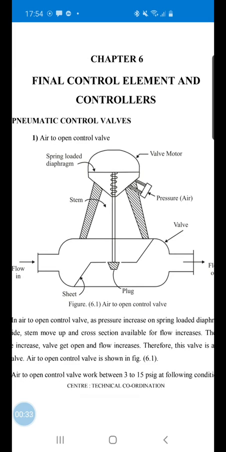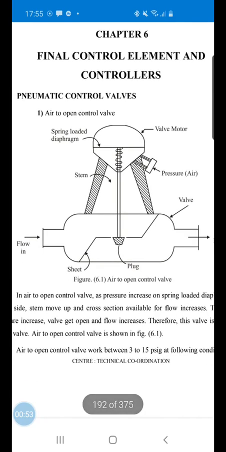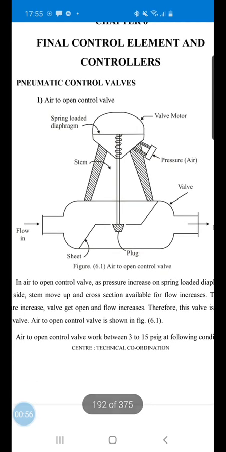Pneumatic control valves are classified into two types. One is the air to open control valve and the other is the air to close control valve. So this is the diagram for the air to open control valve, which consists of various parts like actuator motor, spring loaded diaphragm, inlet for pressure, stem, plug, seat and valve body. These control valves are used in thousands in industries because they work on pneumatic pressure.